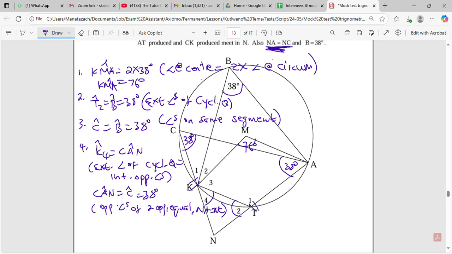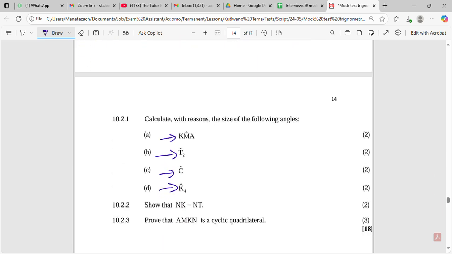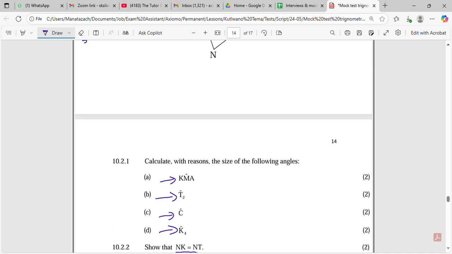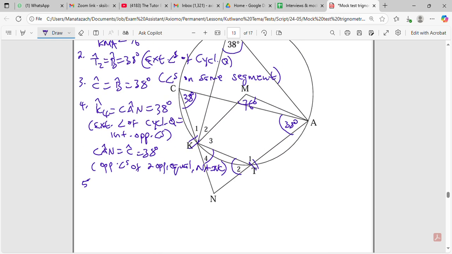So since we know that CAN is 38, and K4 is equal to CAN, that means also angle K4 is 38 degrees. So that was question 4. Let's look at the next question. The next question is we need to show that NK is equal to NT, right?